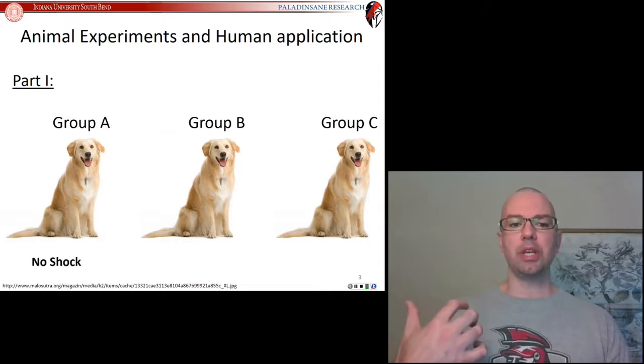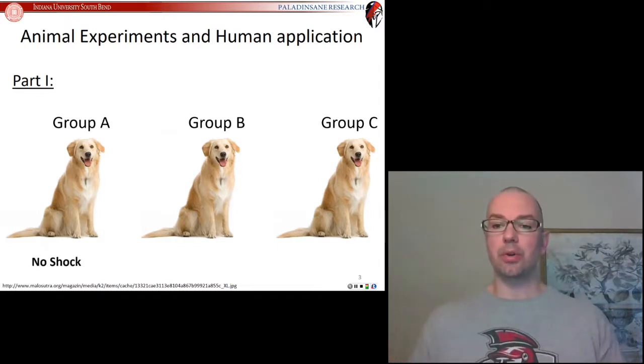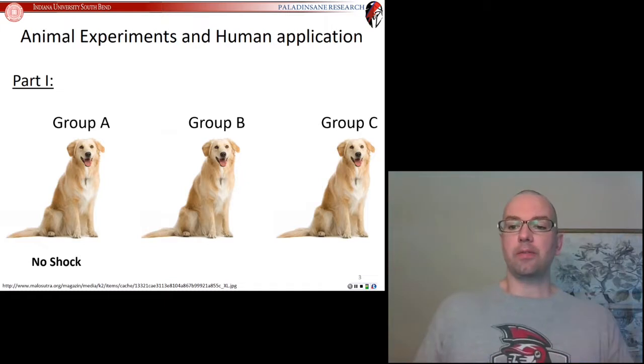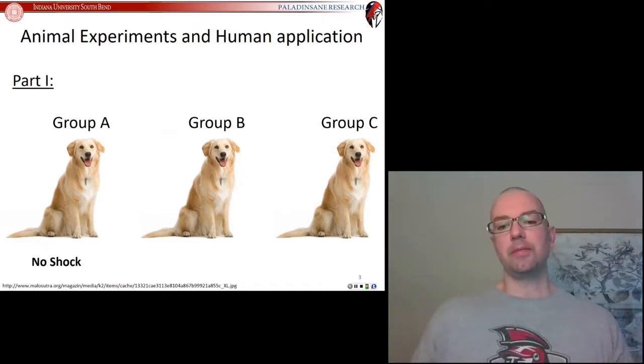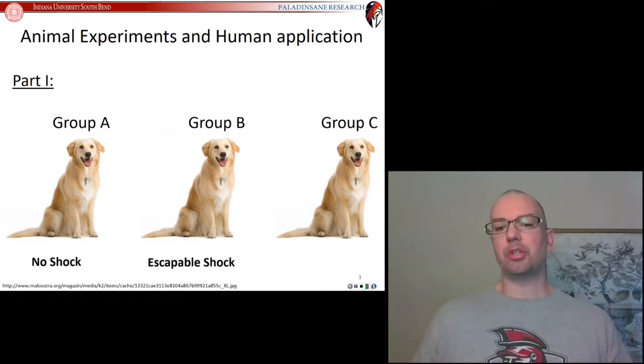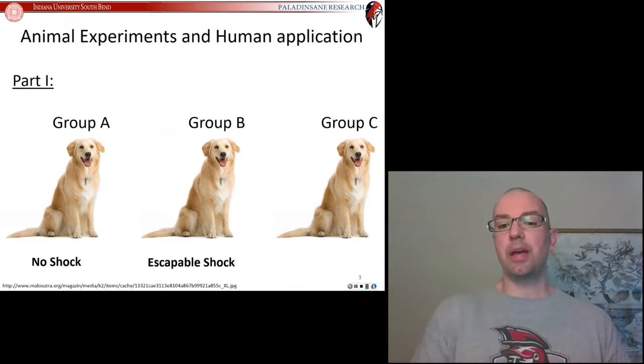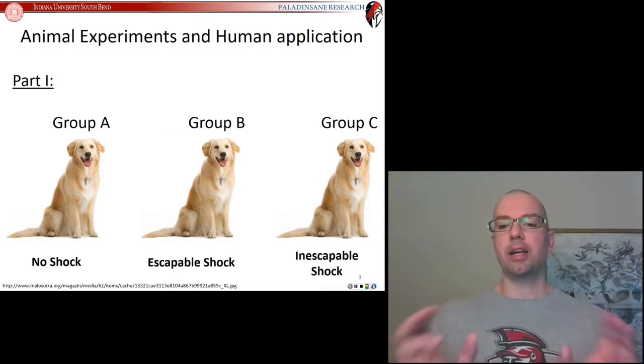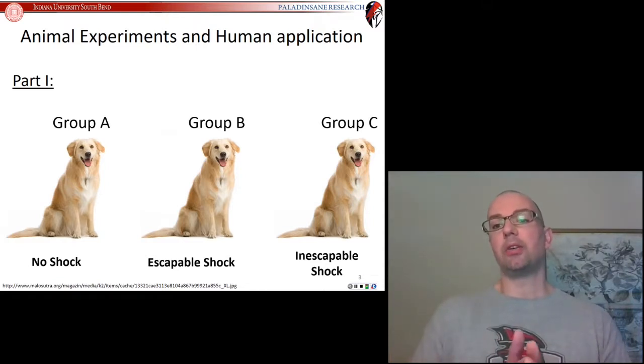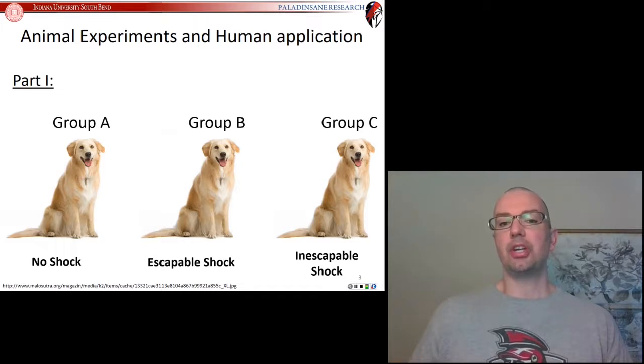Group A received no shock, so they were in a room. There was a panel that they could press. The floor could be shocked, but Group A received no shock while they were in that room. Group B received escapable shock, meaning that when the floor began to be shocked, the dogs could press the panel to escape the shock, which would turn off the shock. And Group C also received shock, but it was inescapable. So nothing that they could do, including pressing the panel, would turn off that shock.